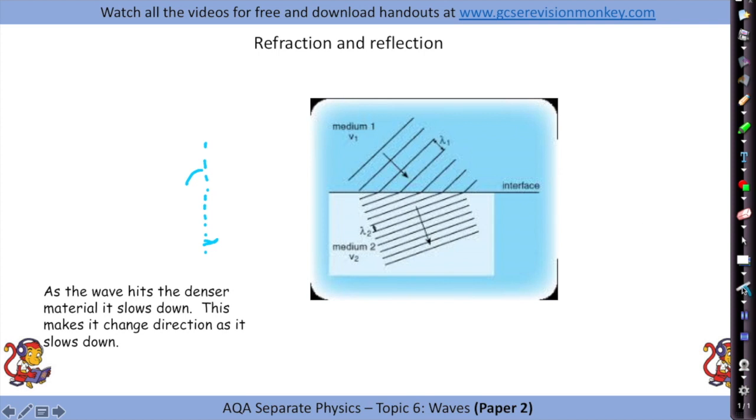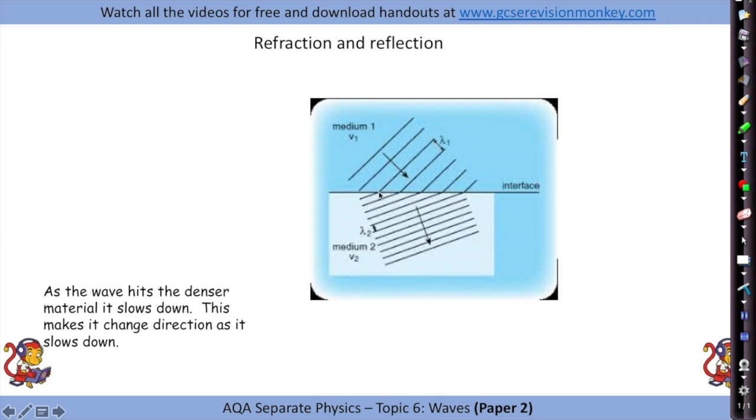And we get to see now in this diagram why exactly that happens. So a beam of light could be drawn as having little peaks and troughs. And these lines here could represent a peak of the wave going into the block. And we can see the wavelength there is the distance between the two lines. So as the wave hits the denser material, it slows down.